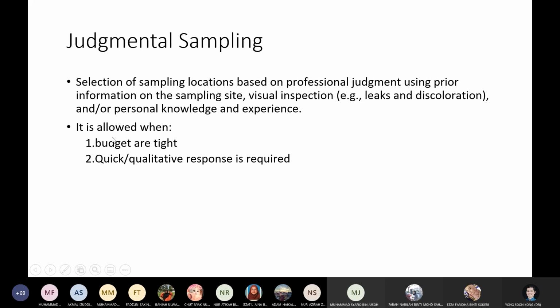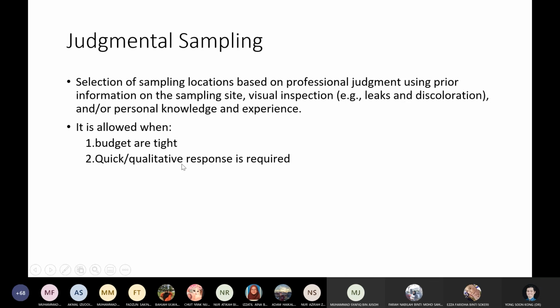It is allowed when budgets are tight. Judgmental sampling is allowed but not encouraged, because it is not systematic. Sometimes human judgment can be wrong, because you may have some skewed information, so your results will also be skewed. The only way you can ensure unbiased information is to sample the entire thing, with systematic sampling. So you can only do this when you don't have enough money and you have to get the job done. Okay, you can still do it if you have very good information beforehand.